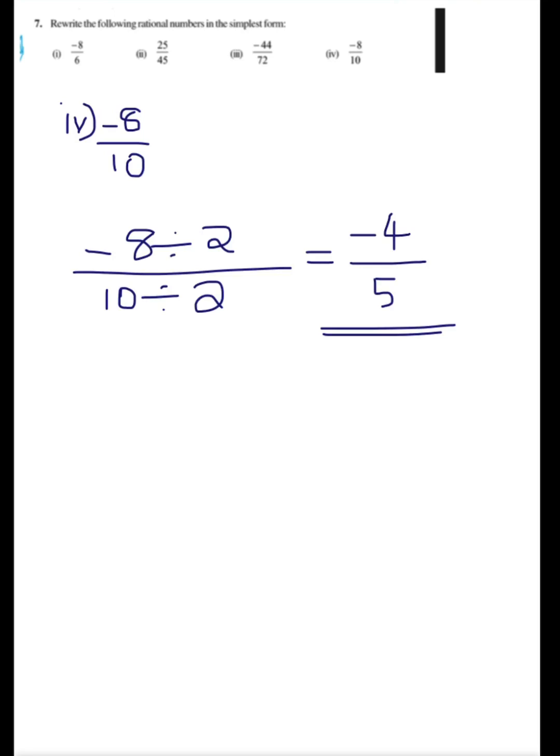How will you identify whether it's in simplest form or not? You need to see whether both numerator and denominator have common factors or not. If they do not have any common factor other than 1, then you can say that it's in its simplest form. The denominator should not contain any negative sign; the negative sign should be in the numerator. So that's all about the seventh question.